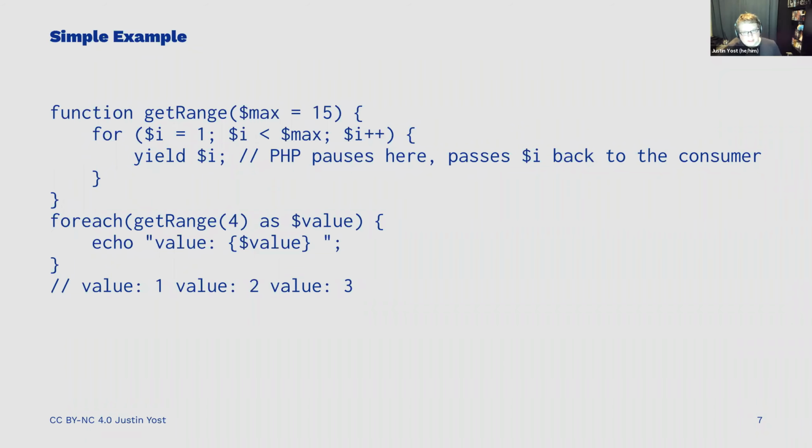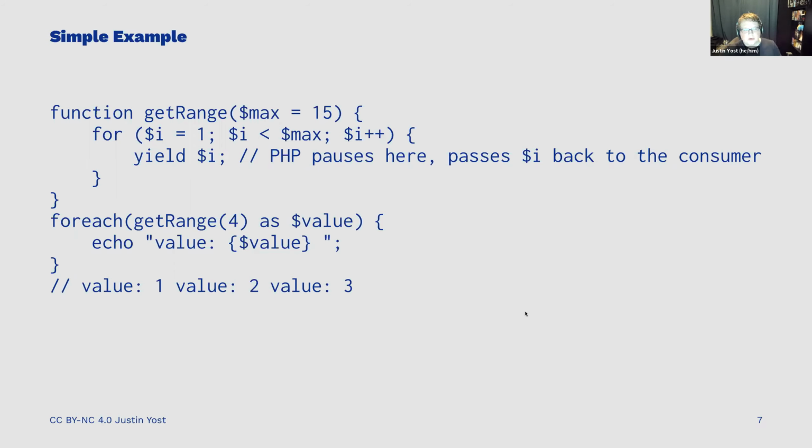What'll happen on that yield keyword is at that statement right there, I will be returned back to the function that called get range, and PHP will actually pause get range. So this for loop will pause. I will be returned back. The consumer function, so the thing that called get range, will continue on its path until get range gets called again. We'll go back into the function and we'll carry back around.